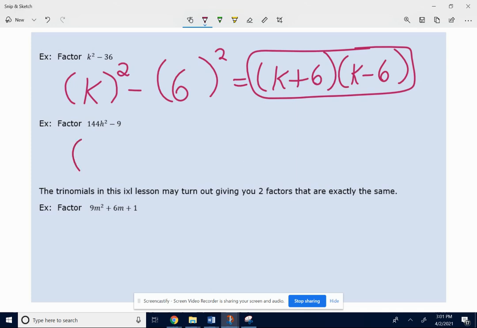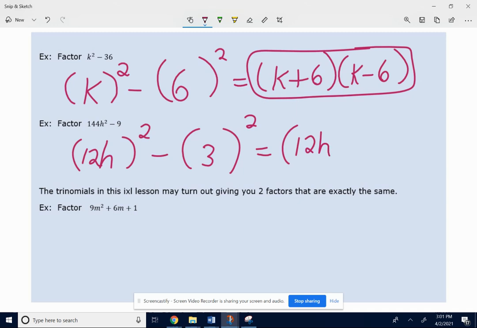Another one, 144h squared minus 9. Try to make it fit this pattern, something squared minus something squared. So what can you square to get 144? That'd be 12. What can you square to get h squared? H. See, if I take 12h times 12h, I'll get 144h squared. What can I square to get 9? 3. So my factored form would be taking the 12h and the 3, putting a plus sign between and a minus sign between.